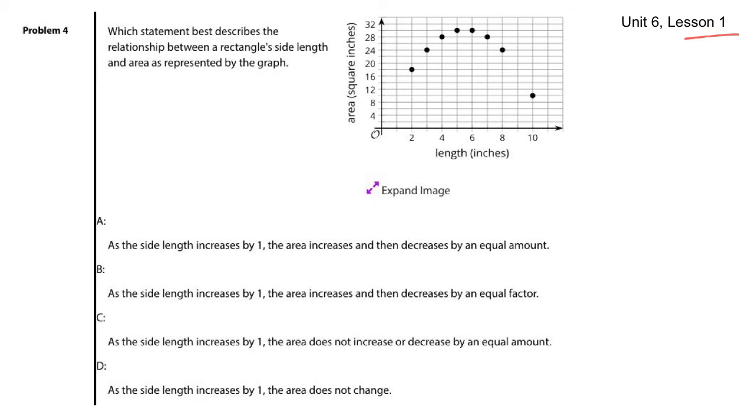Number 4 in lesson 1, describing the relationship. The correct answer here is going to be C. As the side length increases, as you go this way, the area does not increase or decrease by an equal amount. It is increasing for a while, and then it is decreasing for a while. But even when it is increasing or decreasing, it's not happening by an equal amount.